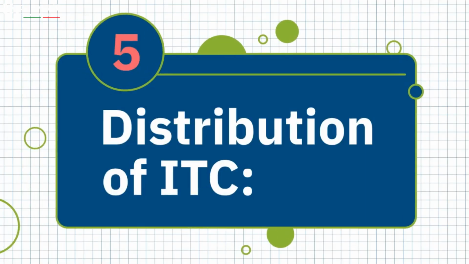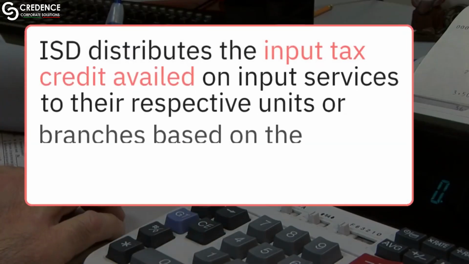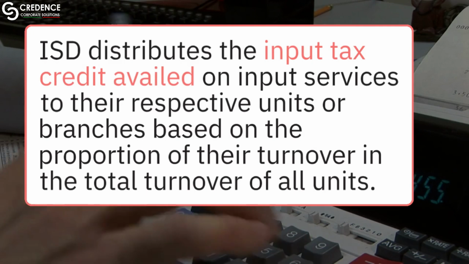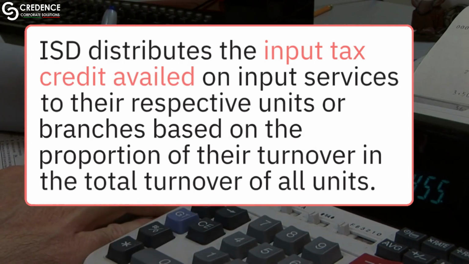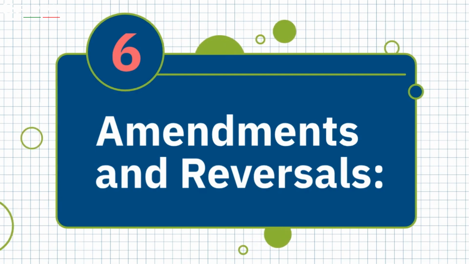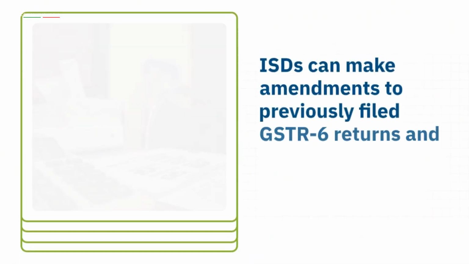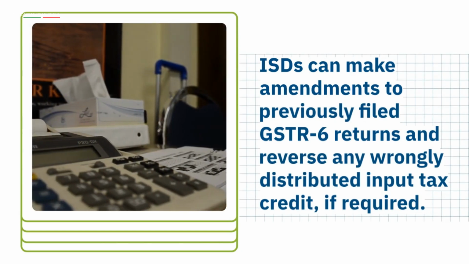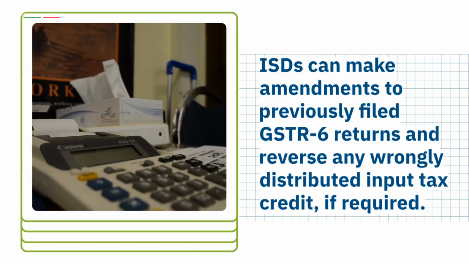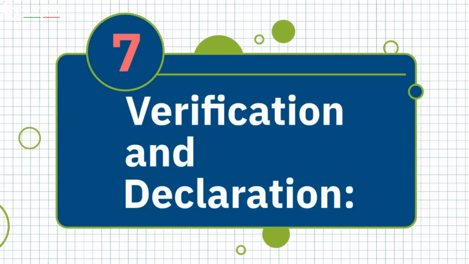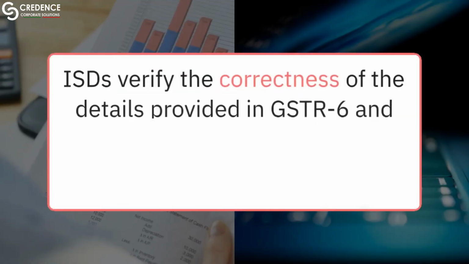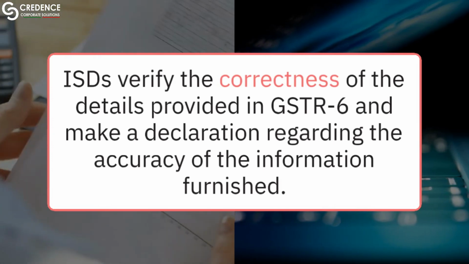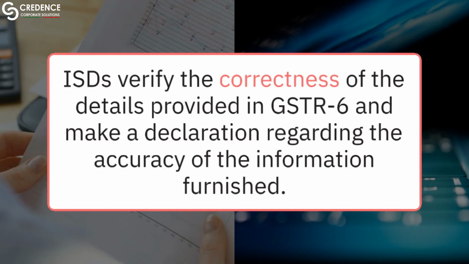5. Distribution of ITC. ISD distributes the input tax credit availed on input services to their respective units or branches based on the proportion of their turnover in the total turnover of all units. 6. Amendments and reversals. ISDs can make amendments to previously filed GSTR 6 returns and reverse any wrongly distributed input tax credit, if required. 7. Verification and declaration. ISDs verify the correctness of the details provided in GSTR 6 and make a declaration regarding the accuracy of the information furnished.